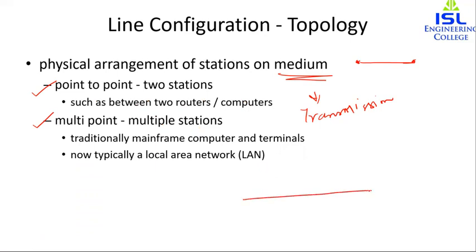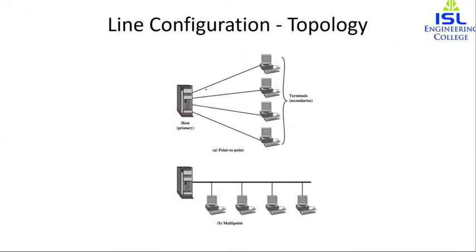On a single link or a single physical connection, we may have multiple connections in this way. All of these 1, 2, 3, 4 are nodes, and here we may have a mainframe. This is traditionally a mainframe computer and terminals. Typically, local area networks are multi-point line configuration. These are the two diagrams for the same. The first is the point-to-point line configuration.